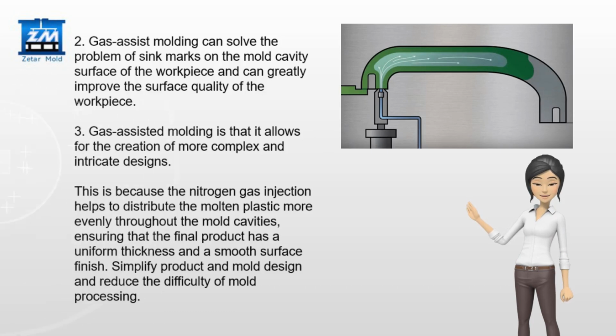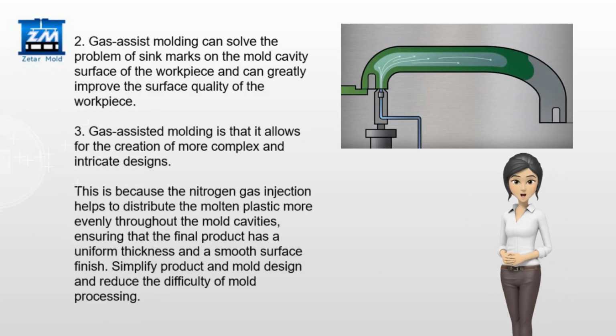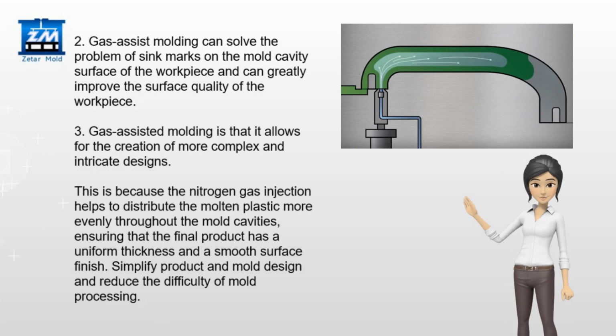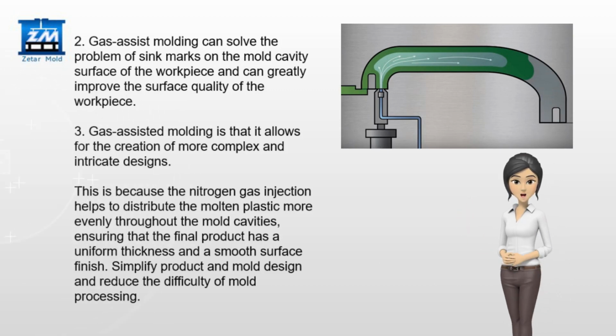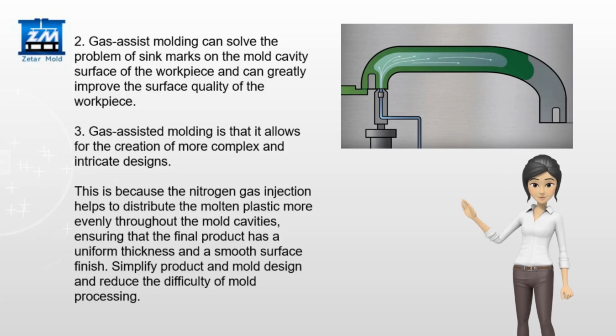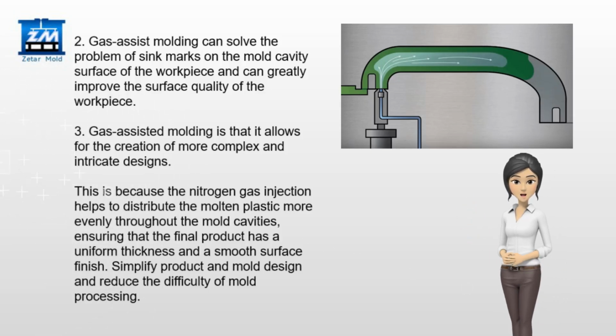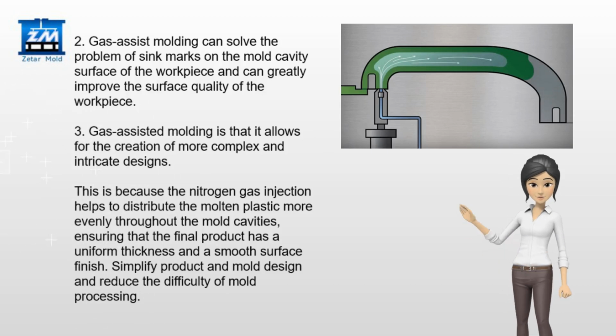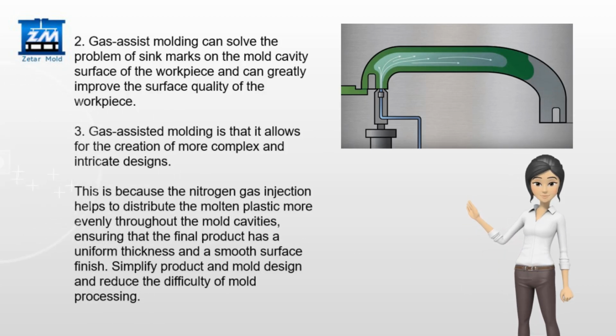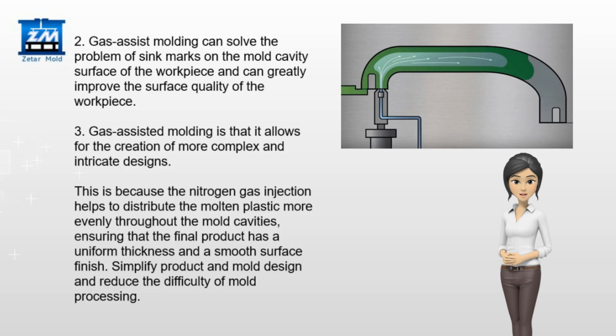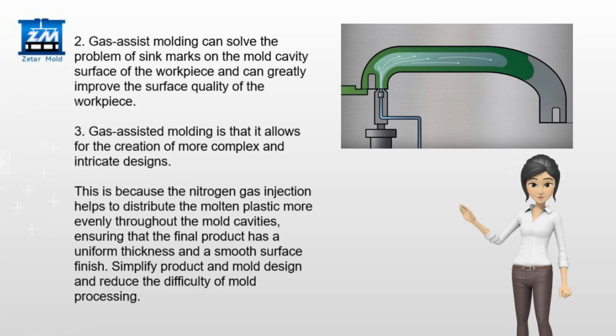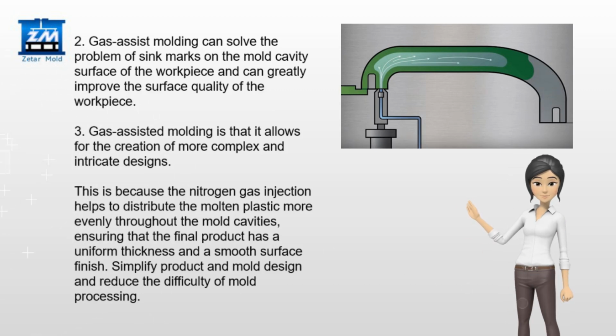3. Gas-assisted molding allows for the creation of more complex and intricate designs. This is because the nitrogen gas injection helps to distribute the molten plastic more evenly throughout the mold cavities, ensuring that the final product has a uniform thickness and a smooth surface finish. Simplify product and mold design and reduce the difficulty of mold processing.